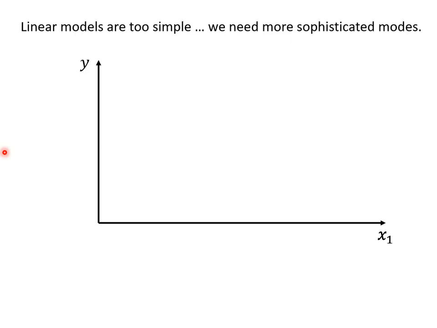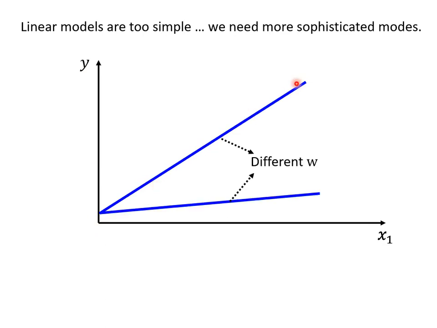Linear models may be too simple. Why do we say it is too simple? We can imagine that x1 and y may have a more complicated relationship. But for a linear model, the relationship between x1 and y is a straight line. As x1 gets higher and higher, y should get larger and larger.